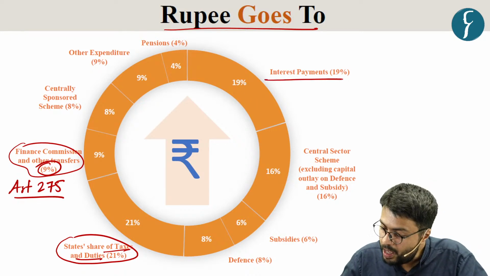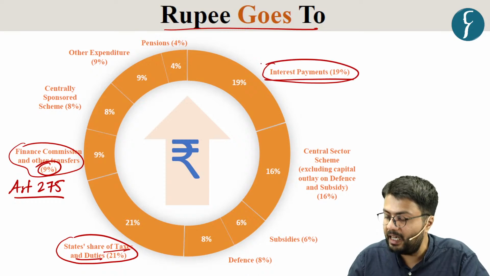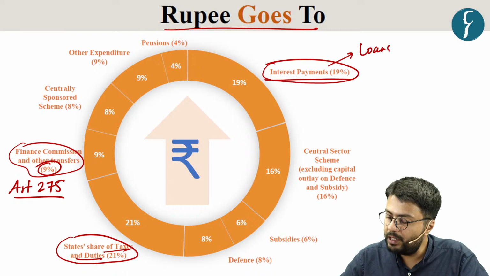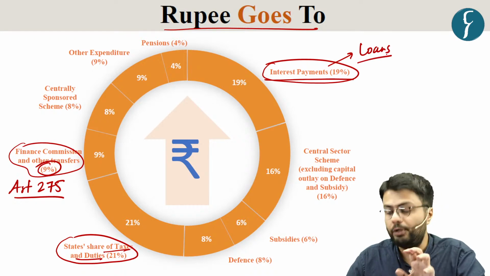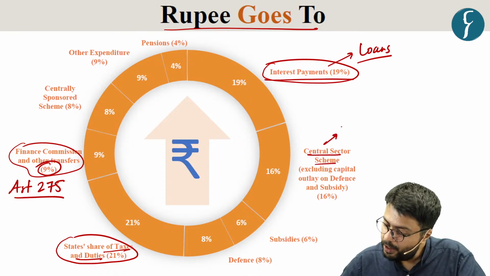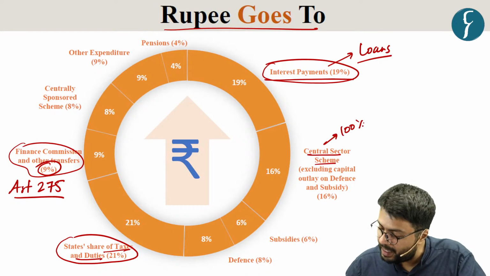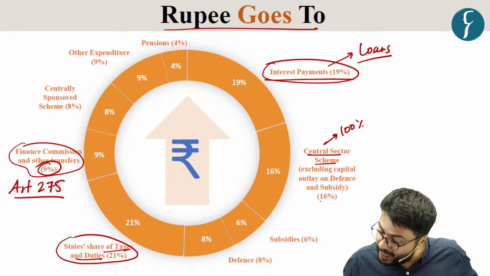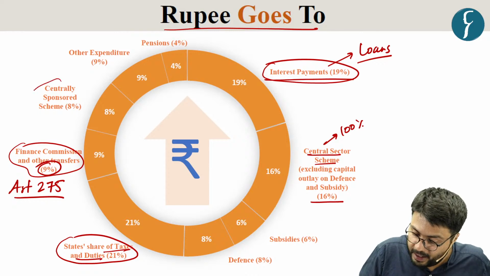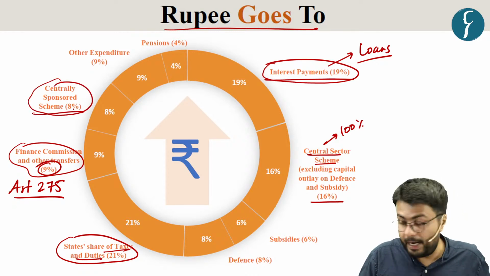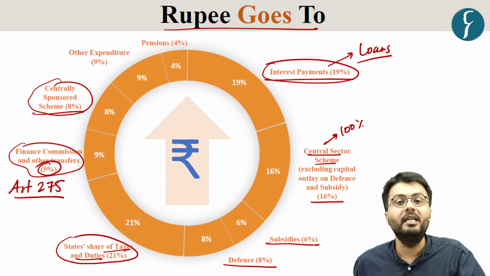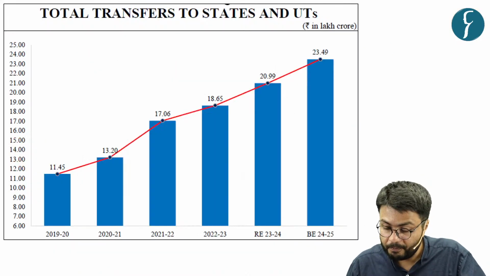Also, the government is spending as much as 19% on interest payments on loans which are extended by the government from time to time. As far as central sector schemes are concerned, which are 100% financed by the central government, the government is spending as much as 16% of its total funds, followed by centrally sponsored schemes at 8%, the defense sector at 8%, and subsidies at 6% in general.